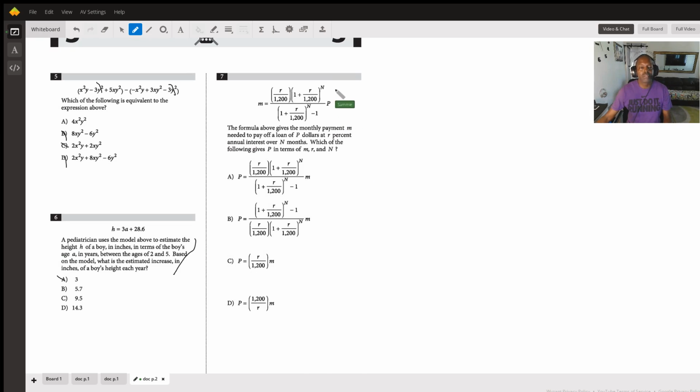We look at this problem, it looks really tough because there's a whole lot of going on here. What's the question? Which of the following gives P in terms of M, R, and M? Okay, so we see P here, M here. If we can switch places between P and M, we can do that by flipping this whole guy here. So I want this on the top, this on the bottom. This on the top, this on the bottom, B.